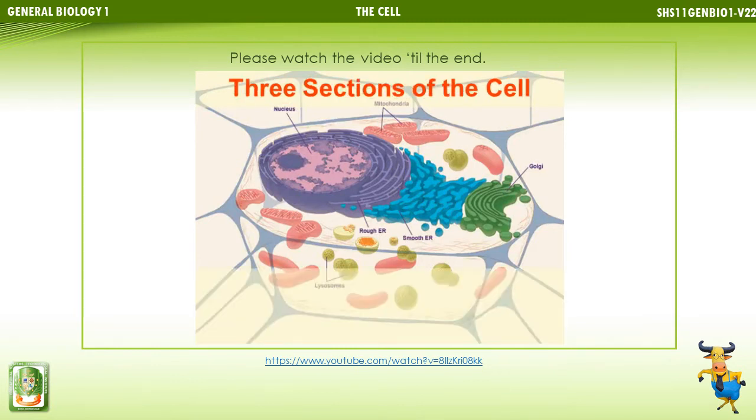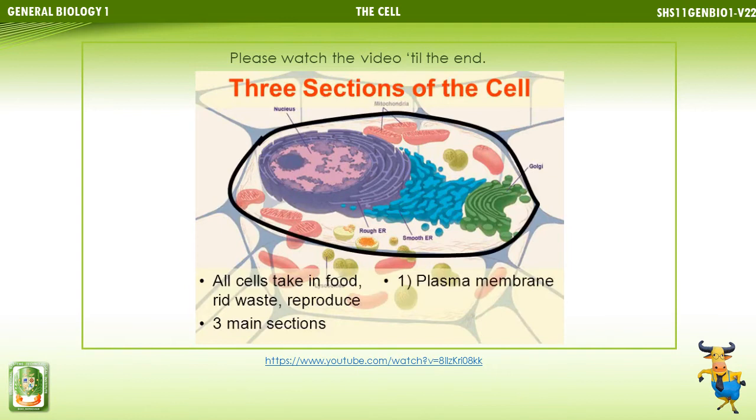First thing I want to mention are the 3 basic sections to the cell, and all cells need to take in food, get rid of waste, and reproduce. Well, cells have 3 main sections to them, and inside of those 3 sections are parts that allow them to take in food, get rid of waste, and reproduce.